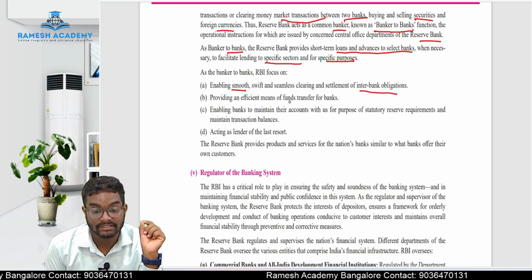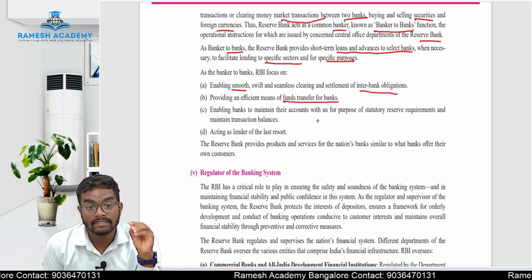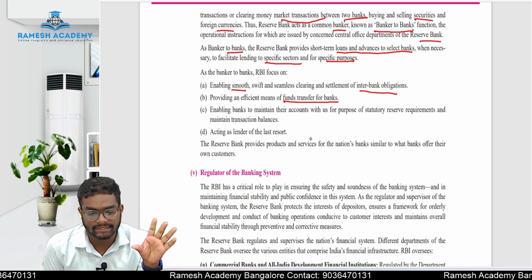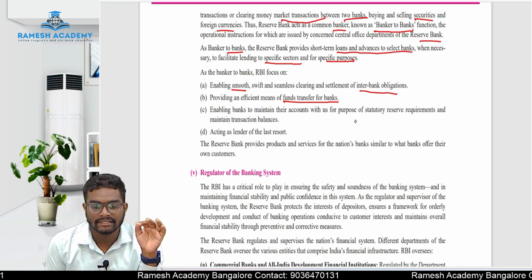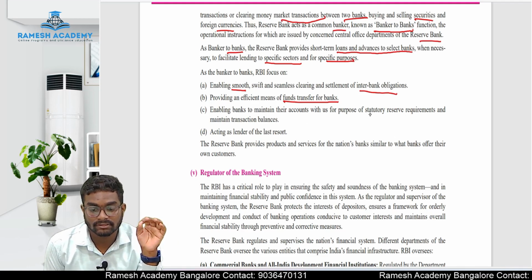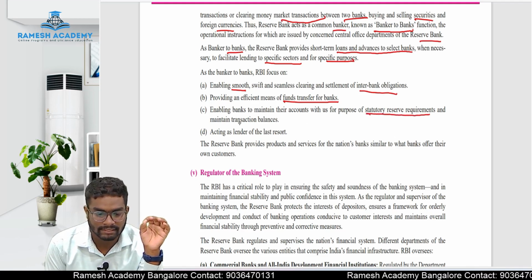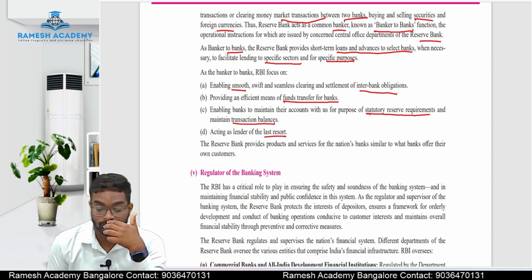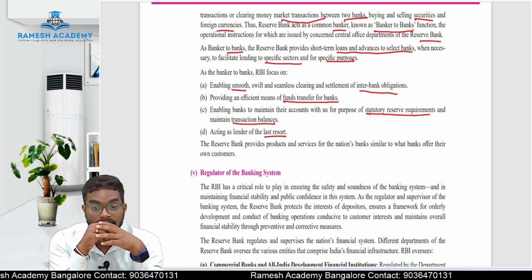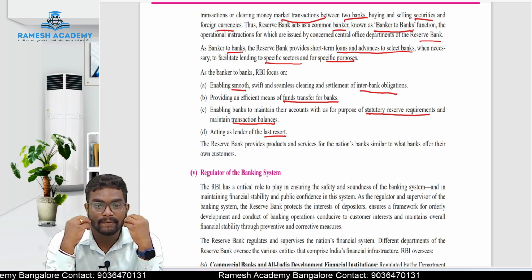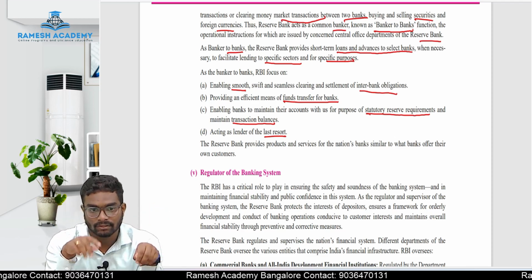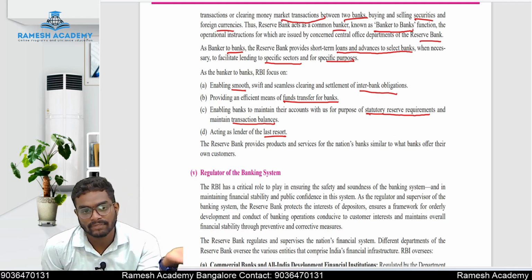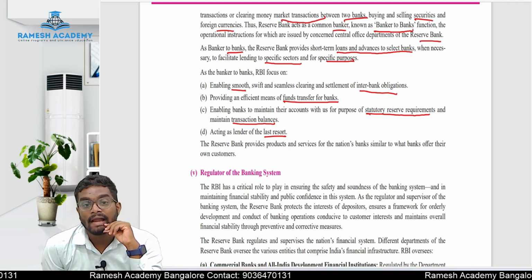Providing an efficient means of fund transfer. So it will provide a gateway or a platform for easy fund transfers, enabling banks to maintain their accounts with us for the purpose of statutory reserve requirement and maintaining transaction balances. Act as a lender of last resort. This is an important function, because if any bank has lost everything in its account, it can approach the RBI to help it come out of that. The RBI will act as a last resort.